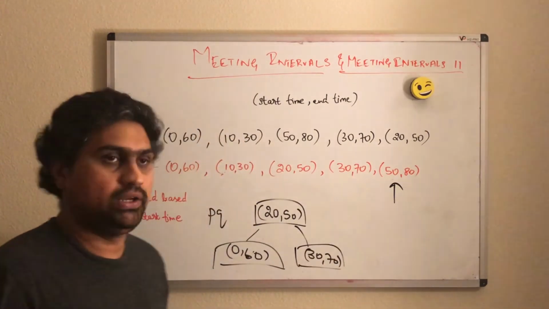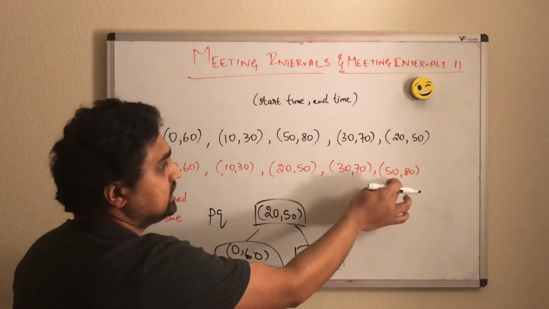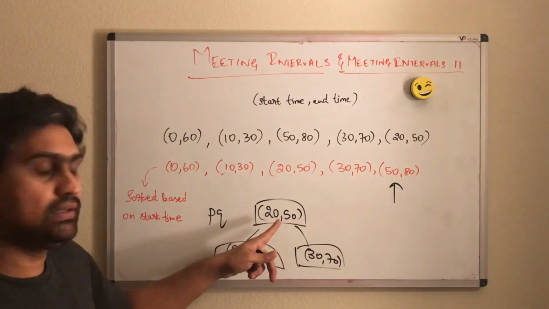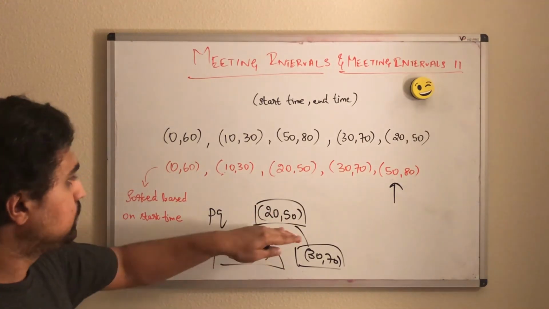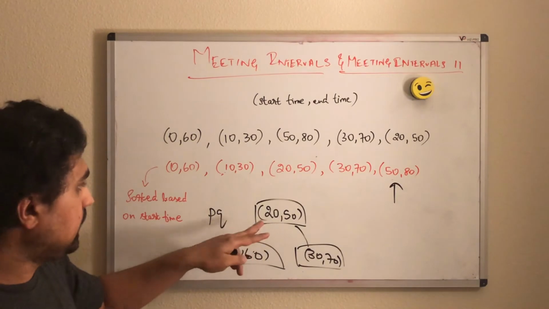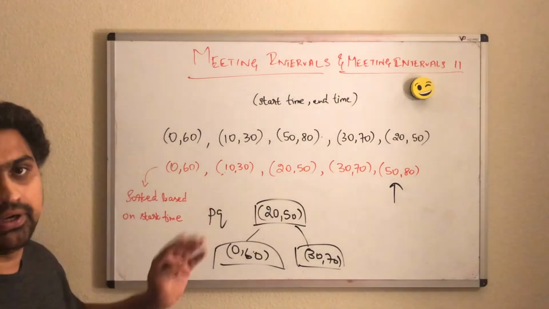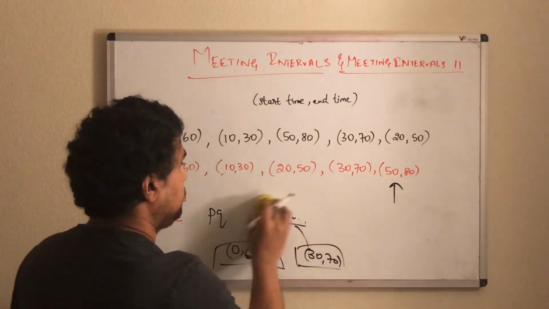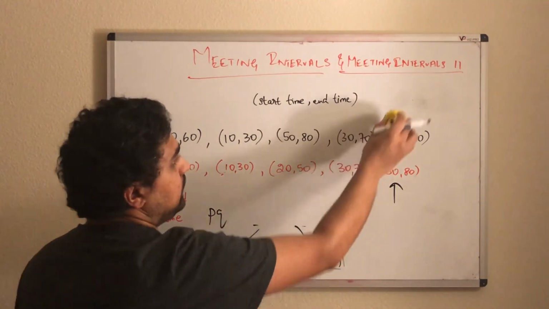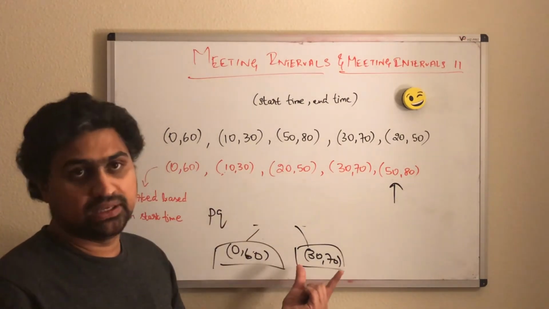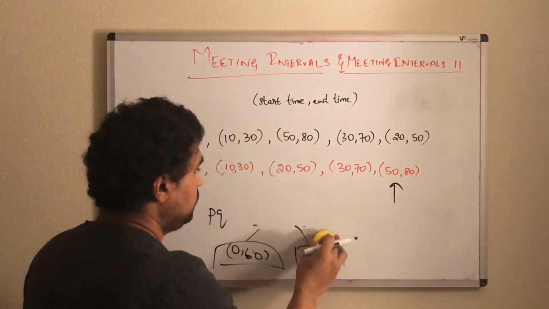Okay, 50, 80. So the start time of this meeting is the same as the end time of the meeting in the root of the priority queue. So we can use the same room that we allocated for 20, 50. So let's remove this meeting from the priority queue. Now the priority queue has to be rebalanced. Once again, the last element of the priority queue, that is 30, 70, will move to the root.